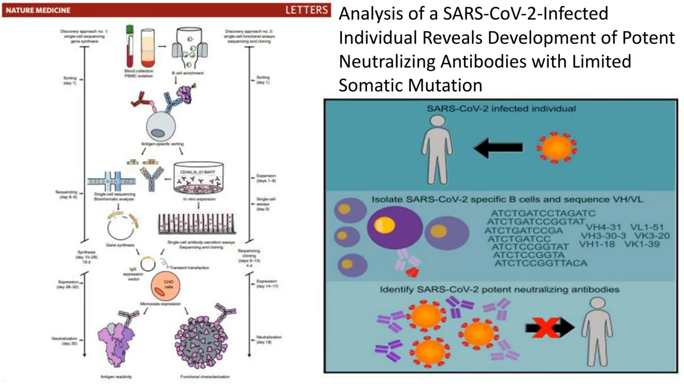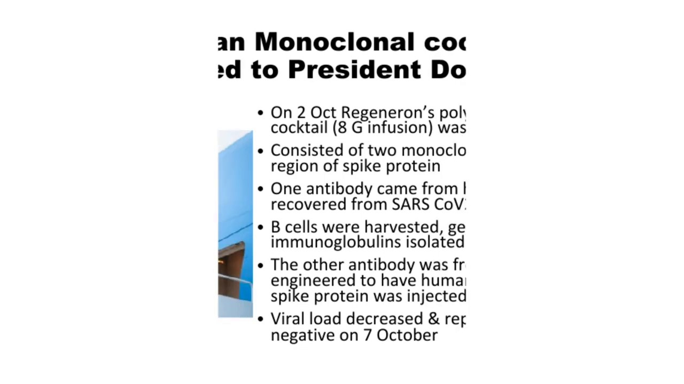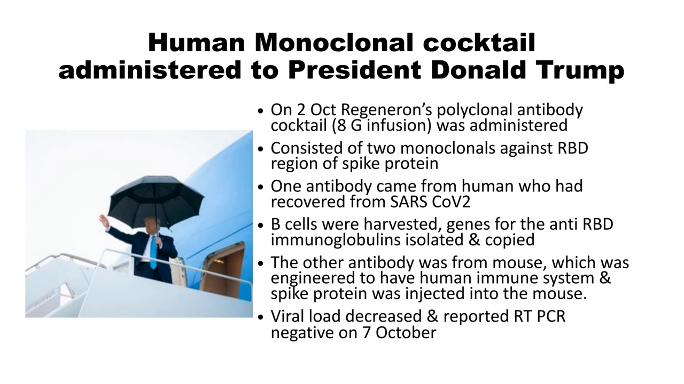It was also possible to make human monoclonal antibodies by taking out the B lymphocytes from persons who have recovered and then expanding them. It was a cocktail of these B lymphocytes. B lymphocytes produced monoclonal antibodies, which were injected into the then President Donald Trump, leading to his quick recovery.